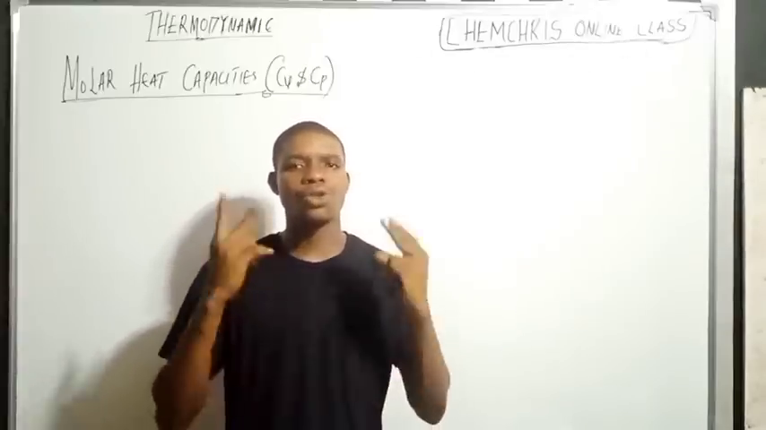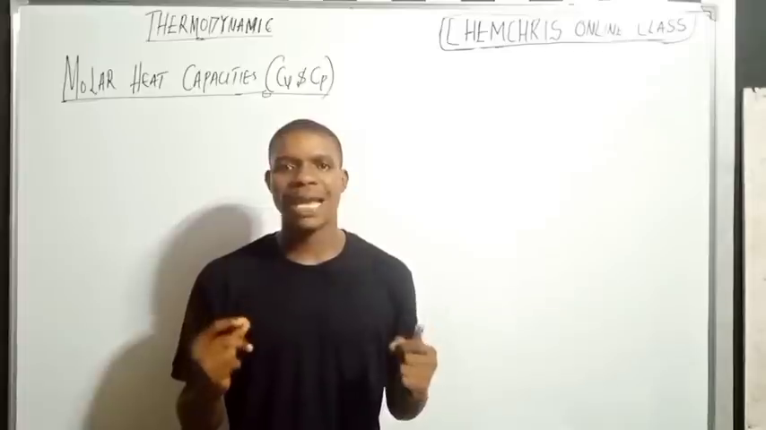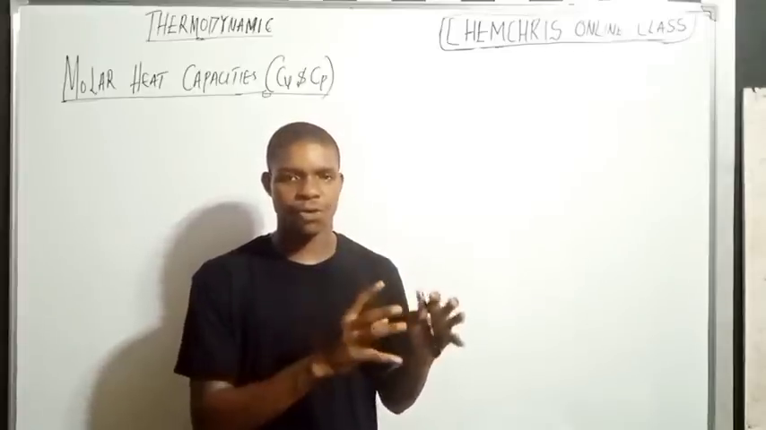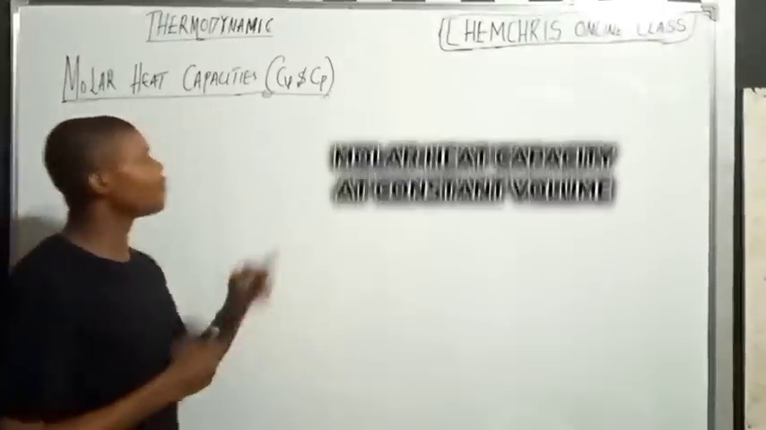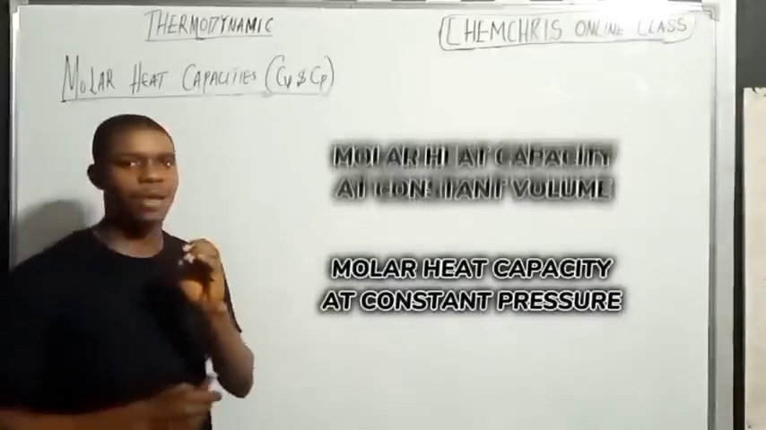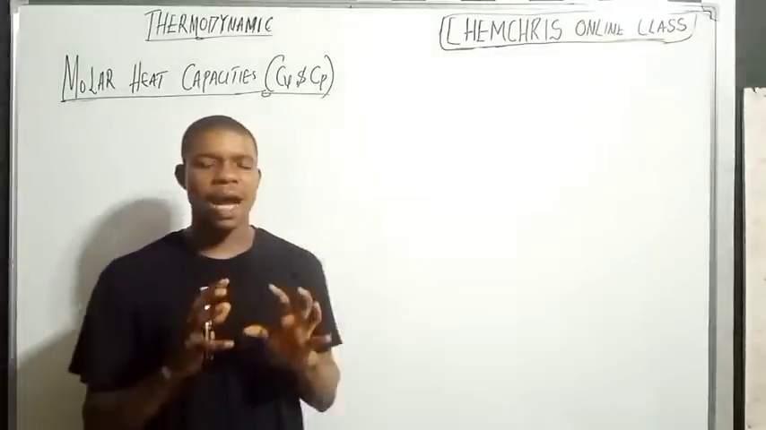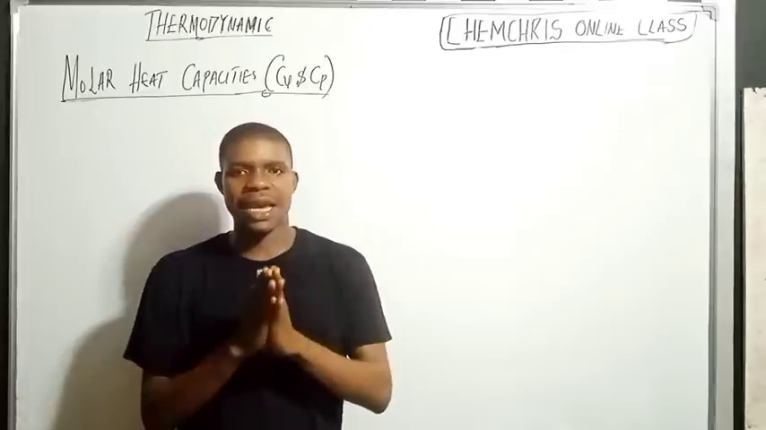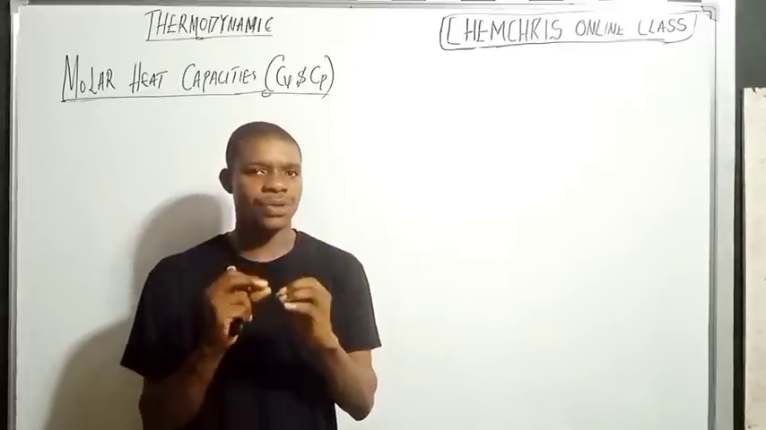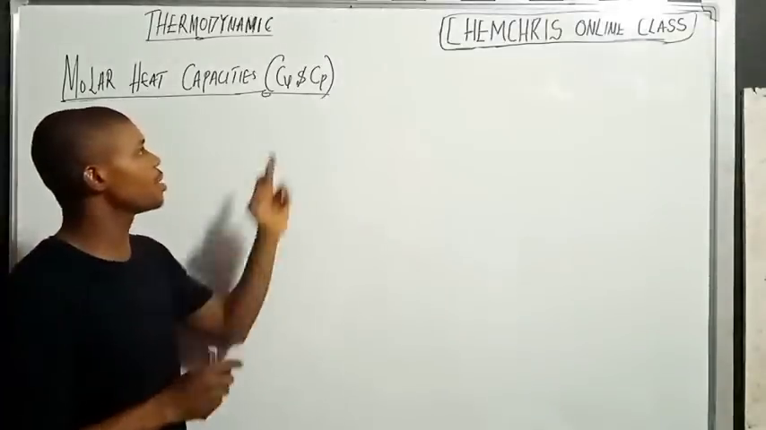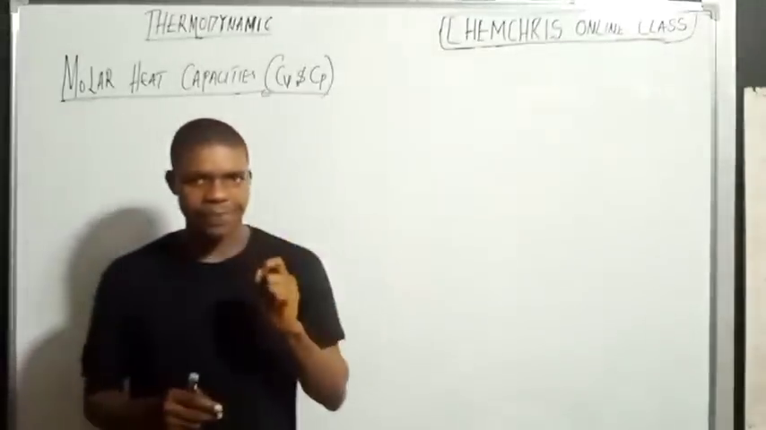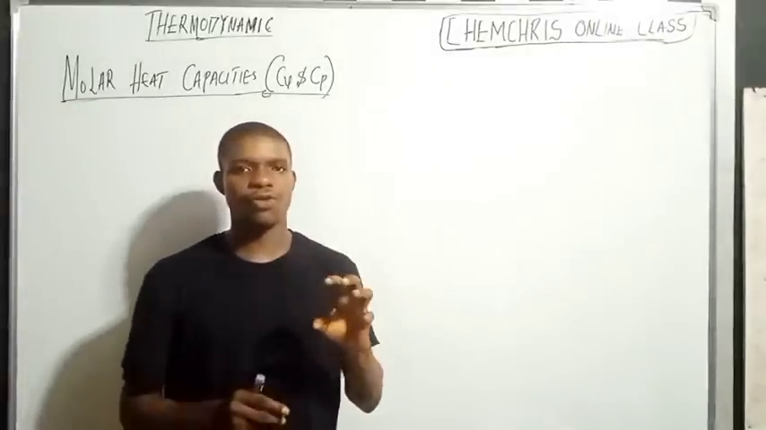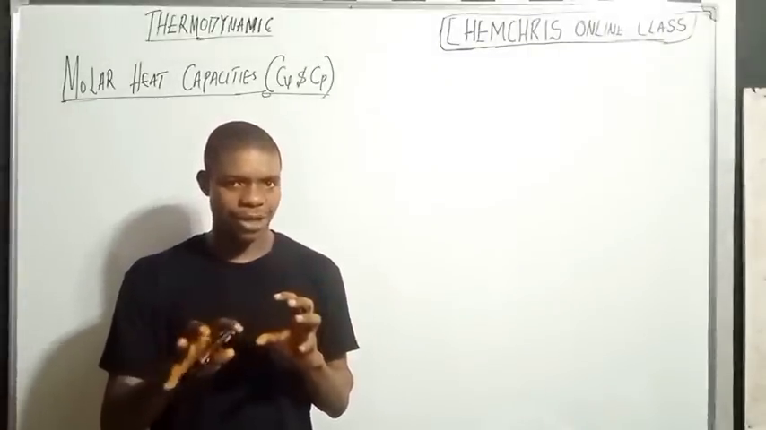Then we are going to look at two main types of molar heat capacity, and that is going to be our major focus: molar heat capacity at constant volume, and molar heat capacity at constant pressure. Now, we have to look at how their formulas are derived. Then we have to look at the relationship between the two of them, the relationship between CV and CP, molar heat capacity at constant volume and molar heat capacity at constant pressure.